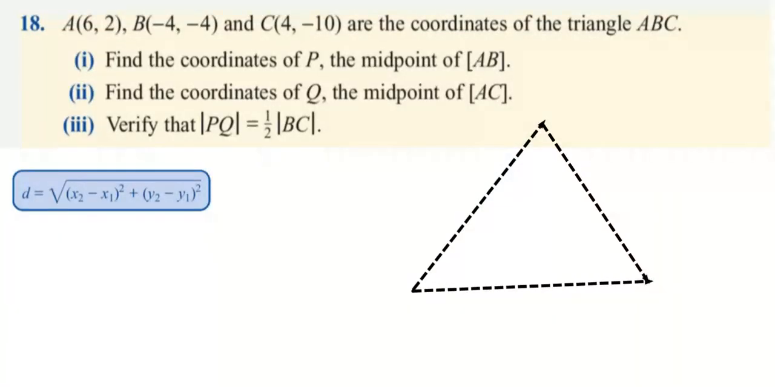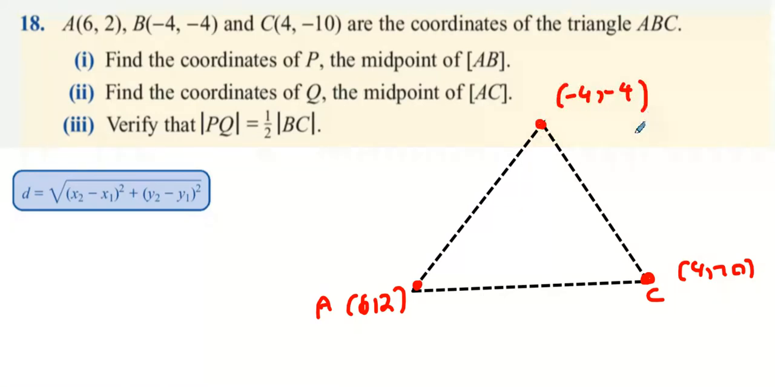You don't have to draw it perfectly. Would everybody agree with that? C can be 4, minus 10. That's C. What's A? Call it 6, 2. By the way, it could be completely in the opposite order. It doesn't matter. And B is minus 4, minus 4.